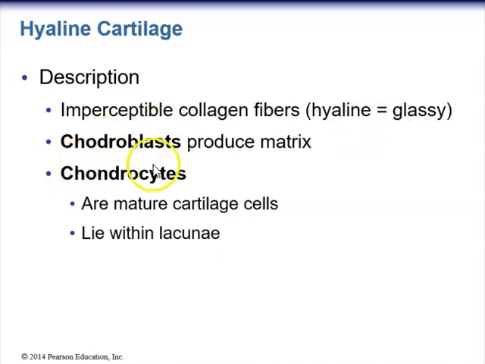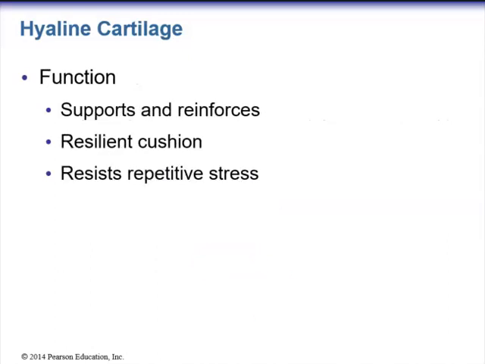So we know that the chondroblasts produce the matrix, and we have mature cartilage cells called chondrocytes, which lie within lacuna. Lacuna are those spaces that we can see within the cartilage matrix. Function of hyaline cartilage includes support and reinforcement. It provides a very resilient cushion and also helps resist repetitive stress.